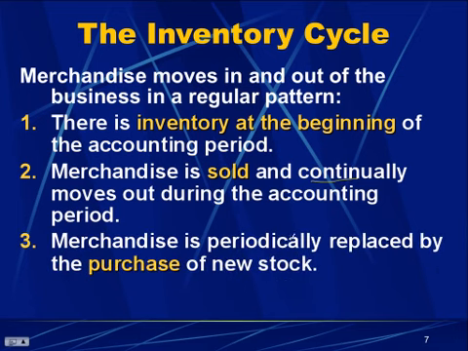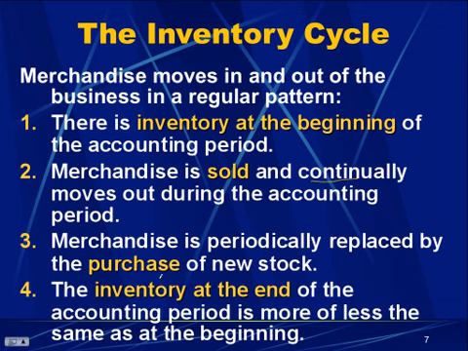Merchandise is periodically replaced by the purchase of new stock. So you have some, you sell some, you always purchase some, and the inventory at the end of the accounting period is more or less the same as at the beginning. Okay, so this is the regular cycle. You can kind of view this as a circle and it keeps going round and round.